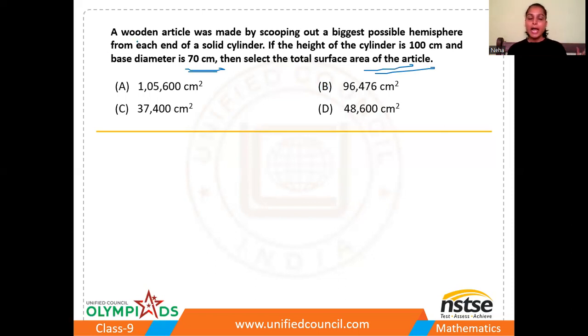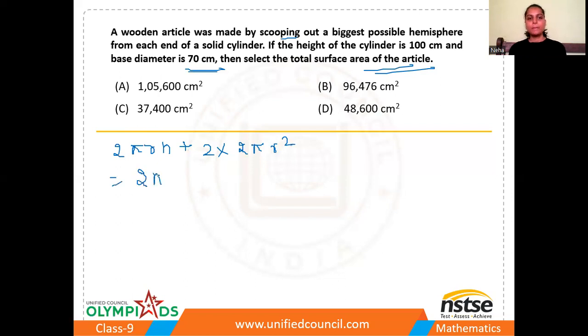So my dear students, what I am doing here, I am scooping out the biggest possible hemisphere from each end of the solid cylinder, right? So what will be the total surface area? The total surface area will be nothing but the curved surface area of the cylinder plus twice the curved surface area of the hemisphere. That means the curved surface area of a cylinder is 2 pi r h, plus 2 into the curved surface area of a hemisphere, which is 2 pi r square.